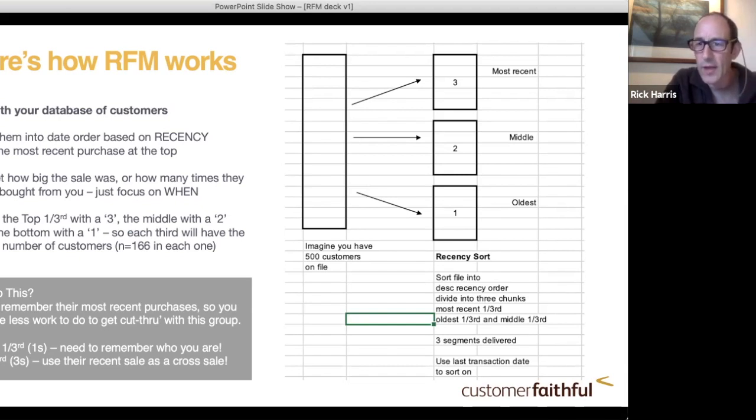So just by doing this, by knowing that I'm a 3 or a 2 or a 1, what you're going to say to them, the marketing message you're going to talk to them about, if you want cut through, is going to be different. The 1s, you need to say who you are as a business. The 3s, you should be talking about the product.